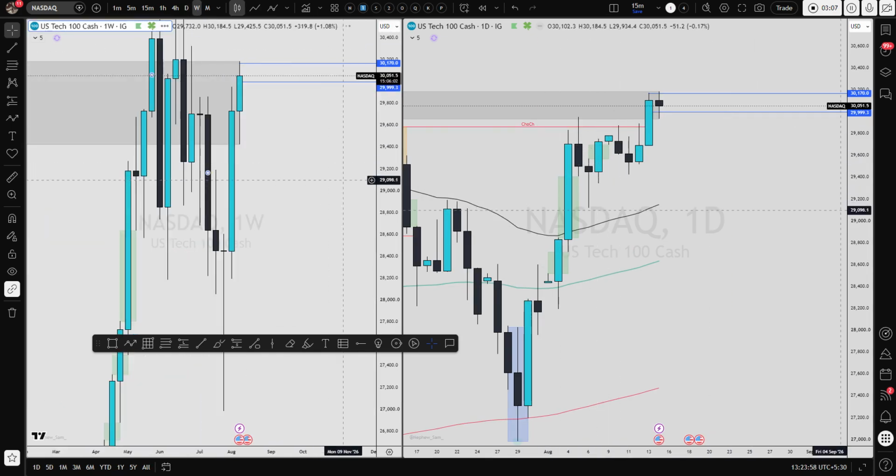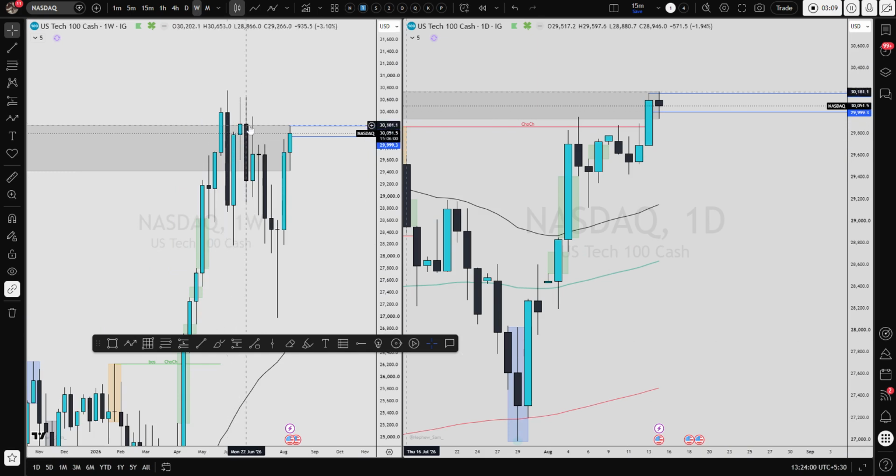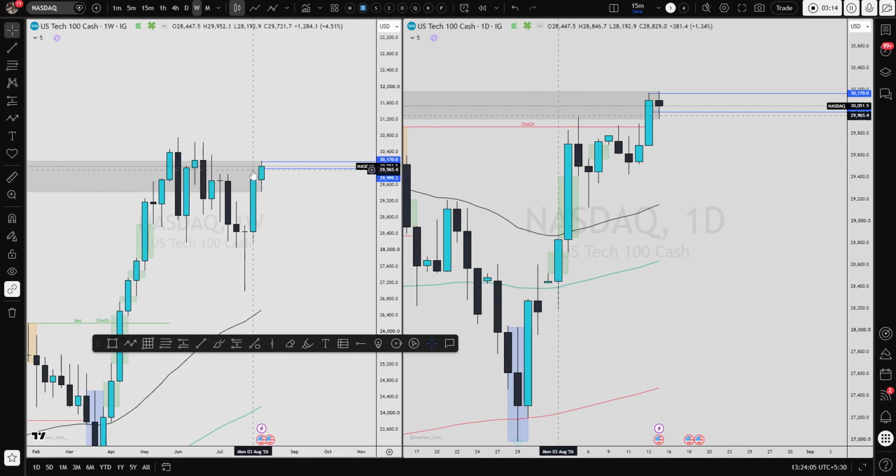Okay, Nasdaq in weekly perspective, we're trying to create a new higher high and go above this highs. The last weekly candle was bullish. We managed to close above the previous weekly high, and it's possible that we're going to trade above this high too.